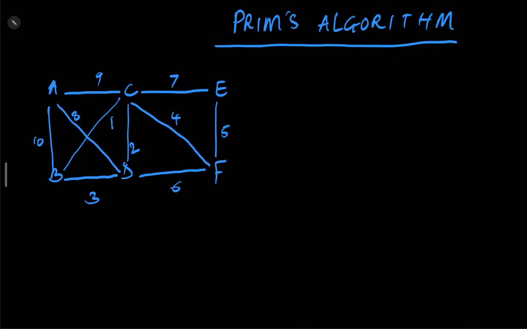Hi there. We'll be talking about Prim's algorithm today. Prim's algorithm is the second strategy we will be studying for finding our MSTs.